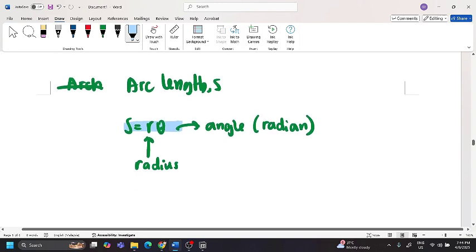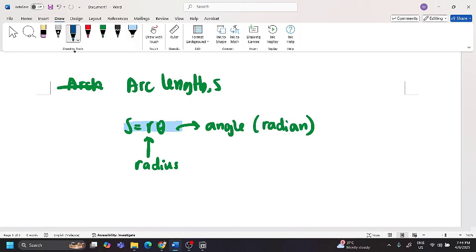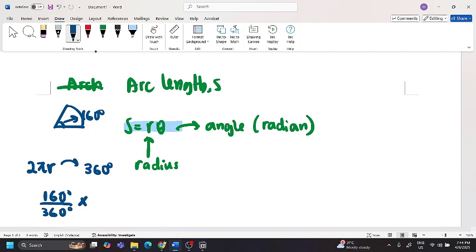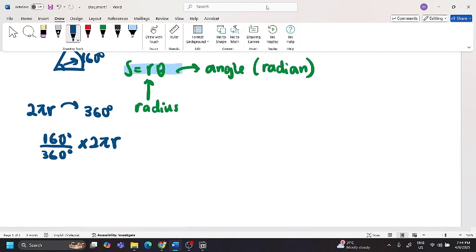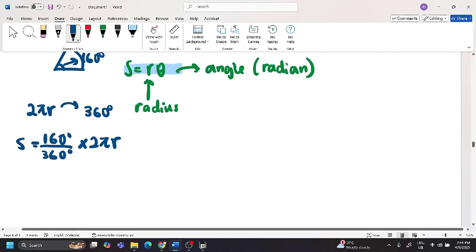But actually, you learned another formula before during your Form 1 to Form 3 to find the arc length. Circumference is 2 pi r, but you know the 2 pi r is for 360 degree. Now, maybe this one is 160 degree. I only want this part. Then you just do 160 degree over 360 times with 2 pi r. This is the formula you learned before during your Form 1 to Form 3, right? You can find the arc length of it. It's actually the same concept.